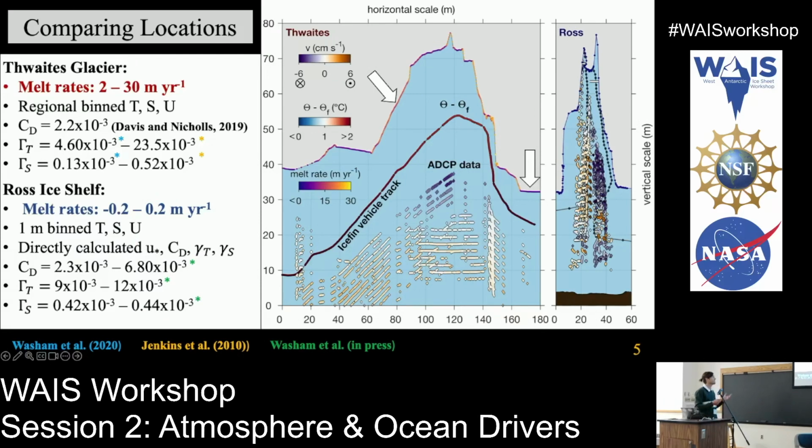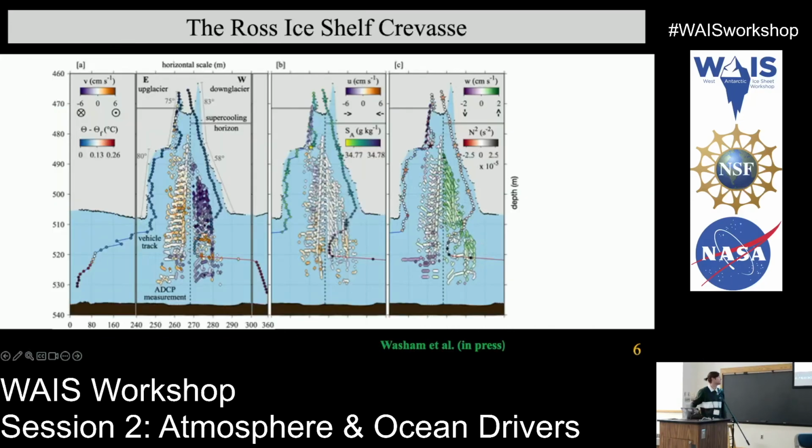Hopefully it comes out next month or so in Science Advances, but it's sort of another step forward in this story. So just to brag on these data a little more, unfortunately it's a little fuzzy on here. This is the sort of stuff that we were able to collect in this crevasse. So you have 3D velocities. So you have V, which is into and out of the page, U, which is across, and then W, which is vertical, rising and sinking.